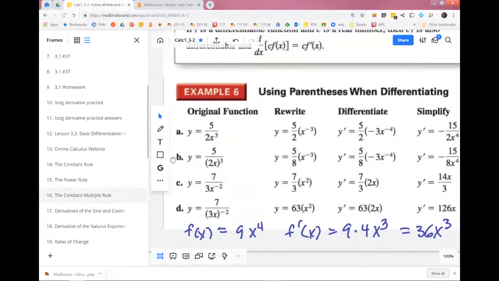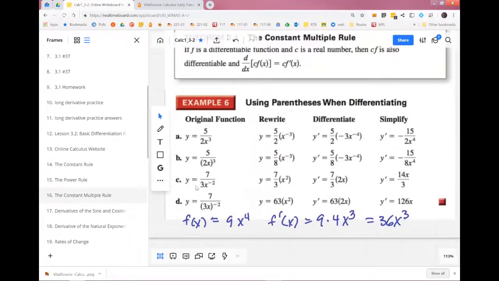Part A, derivative of 5 over 2x cubed. Well, 5/2, just let that be. What's x cubed in the denominator? Oh, that's just x to the -3. What's the power rule? Bring the -3 down, multiply, and then take the power and reduce it by 1. -3 goes to -4. And then just put it together. What's 5/2 times -3? -15/2.